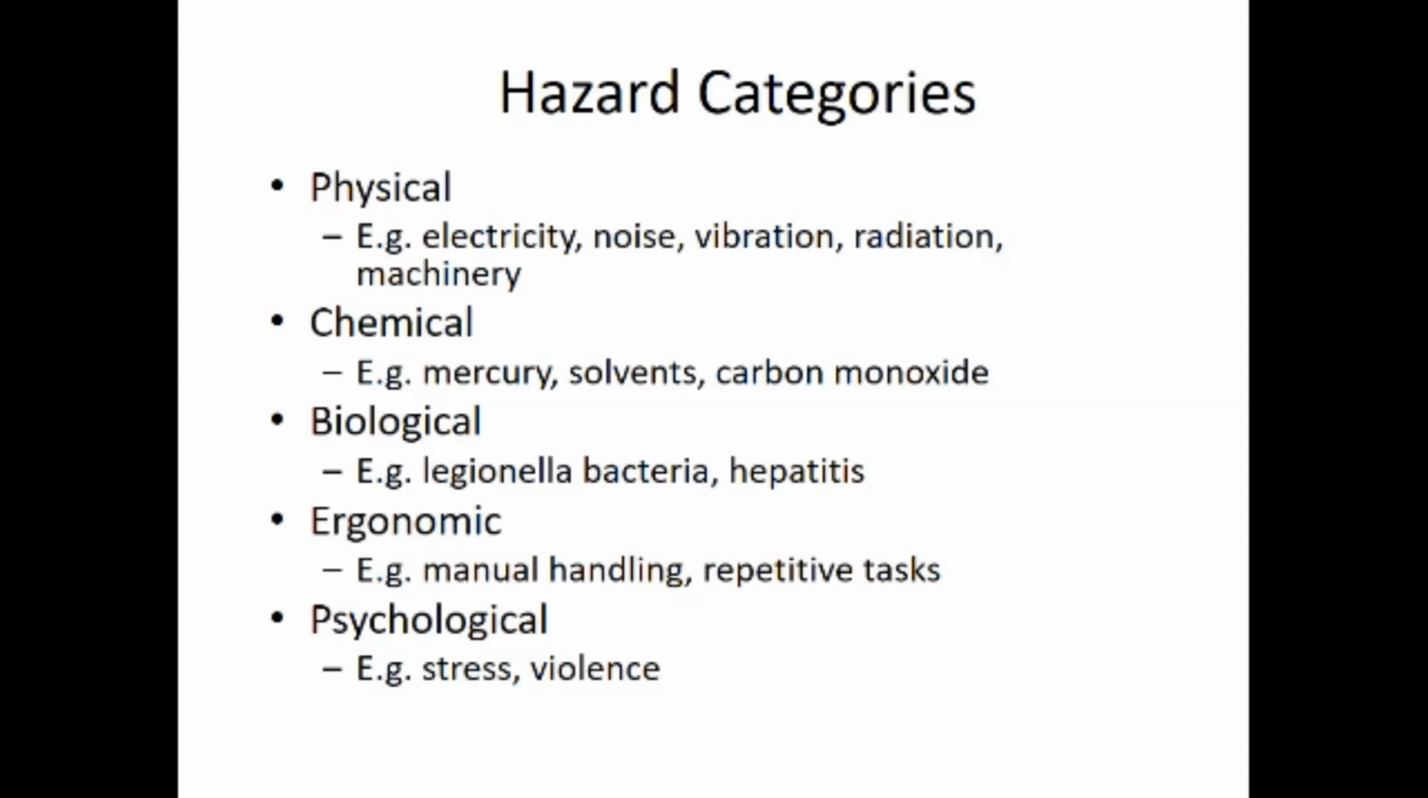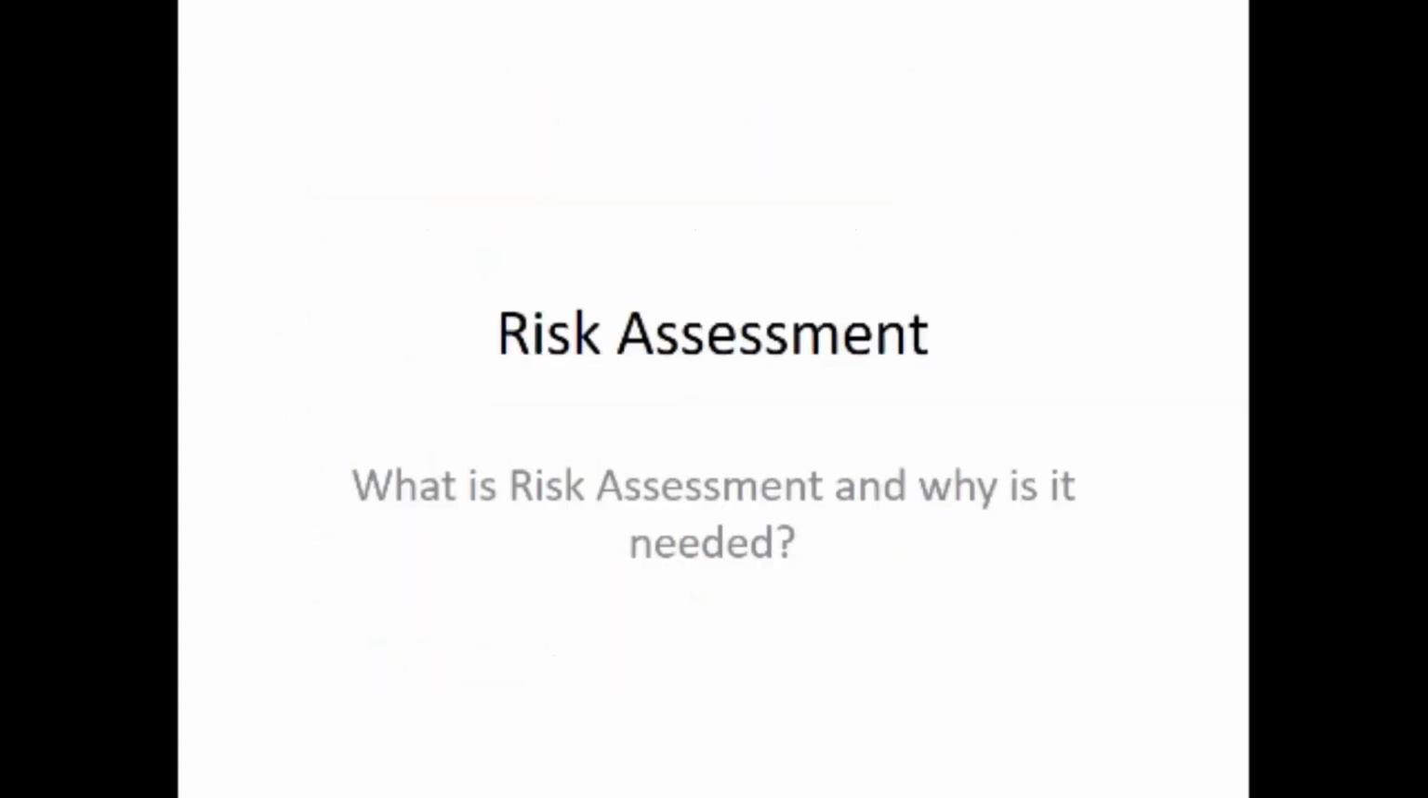These are stress, violence, and tiredness, which fall under the category of psychological problems. Then the hazards: there are mainly five types of hazards: physical, chemical, biological, ergonomic, and psychological. And risk assessment is very, very important.